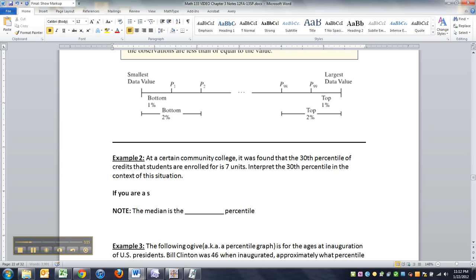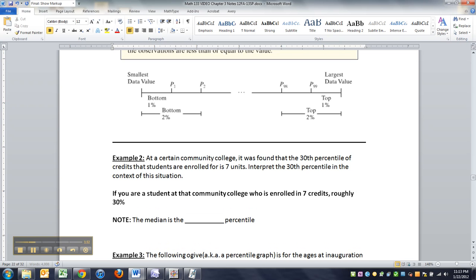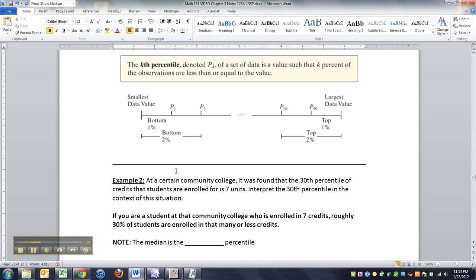So if you are a student at that community college who is enrolled in 7 credits, roughly 30% of students are enrolled in that many or fewer credits, if that makes sense. No, wait, I said that wrong. You are enrolled in 7 credits, so 30% of the student body is enrolled in that many or less. That makes sense? All right.